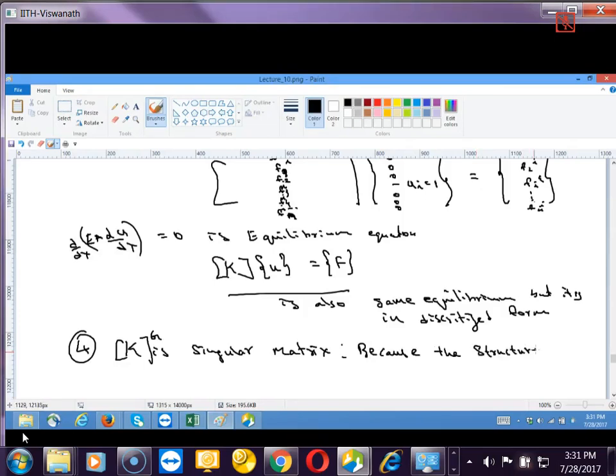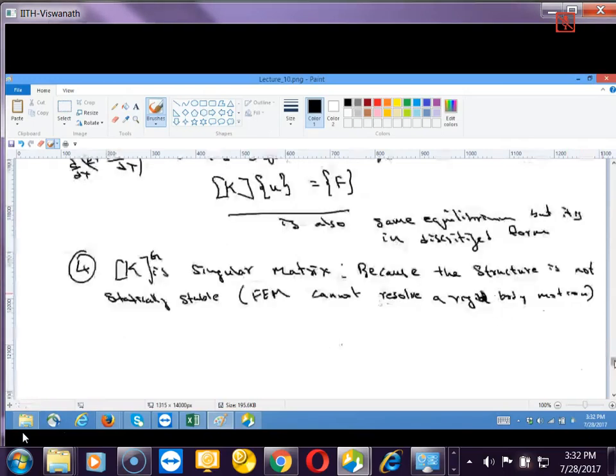That means if you take the structure and move it as it is by the same amount, it is a rigid body motion. That is, FEM cannot resolve a rigid body translation, a rigid body motion. In this case, since it is 1D, it is purely a rigid body translation. So if you translate a structure by 1 mm, or by some x amount of mm, both give you no strain.